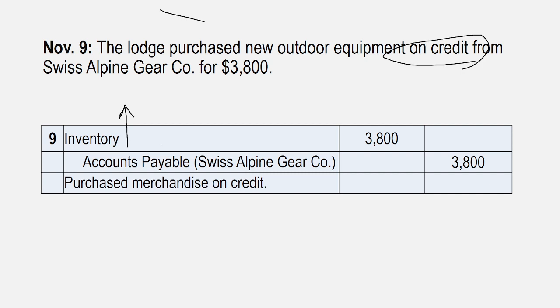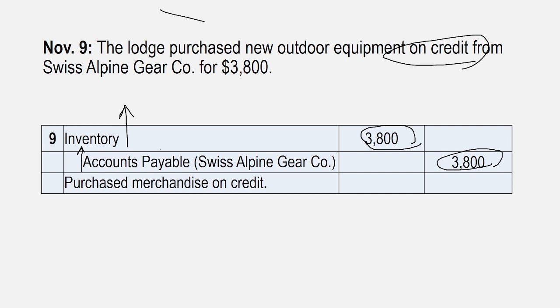The inventory account is increased because the lodge now has $3,800 worth of new outdoor equipment, and accounts payable is increased by $3,800 to show the purchase on credit, or on account. An increase in inventory is considered a debit, and an increase in accounts payable is considered a credit of $3,800.